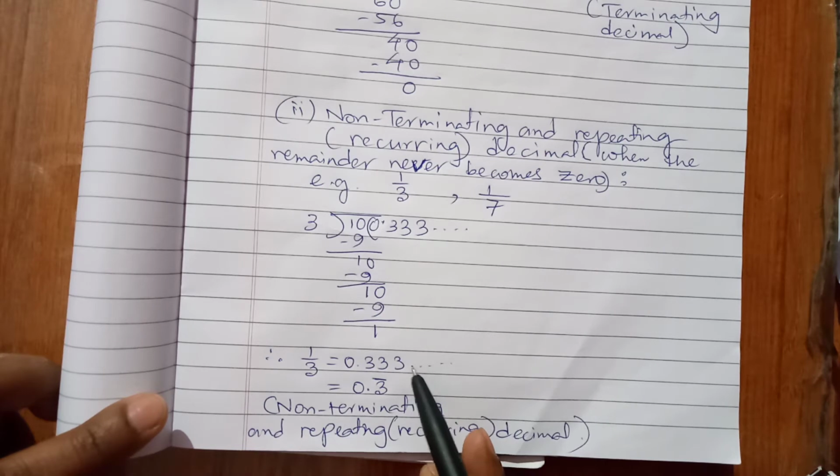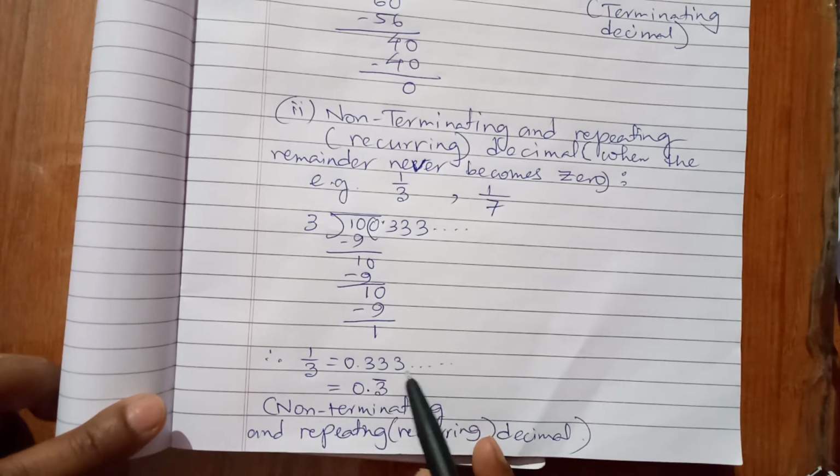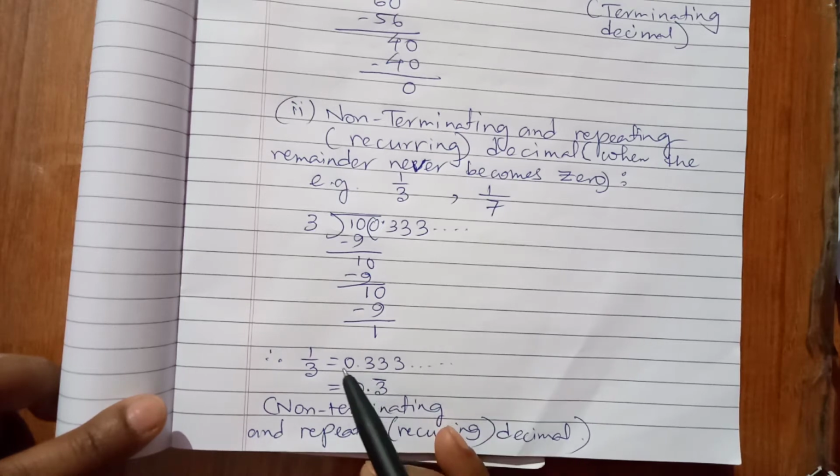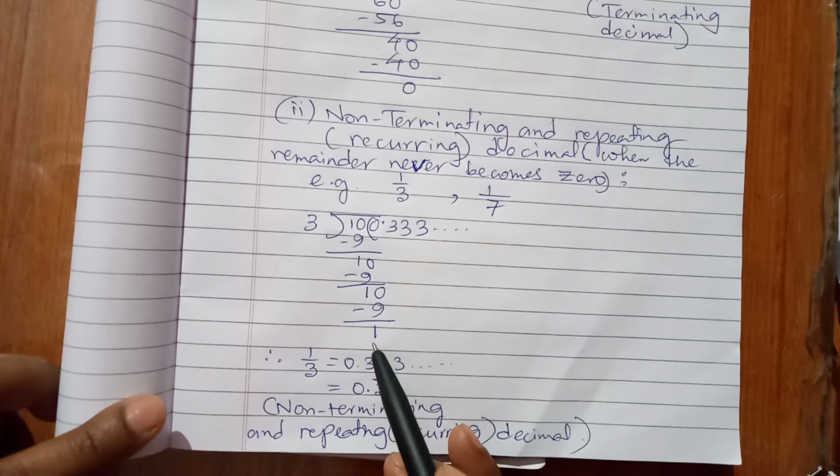And I have to put here dot dot dot. These dots will represent that the decimal is not stopping. It will go up to infinity. 333 will never stop here. So this type of decimal is called a non-terminating and repeating decimal. Non-terminating means it is not stopping. It will not stop ever.